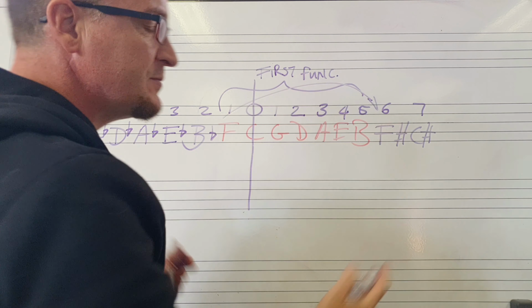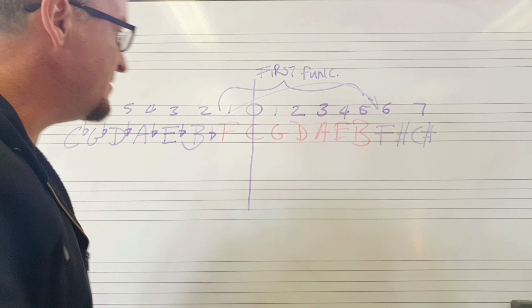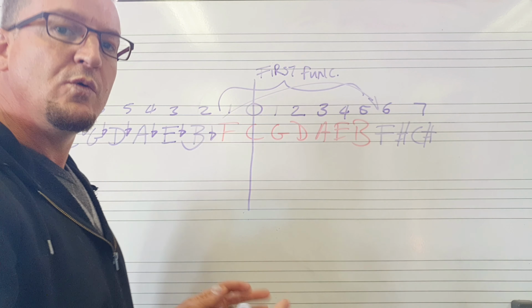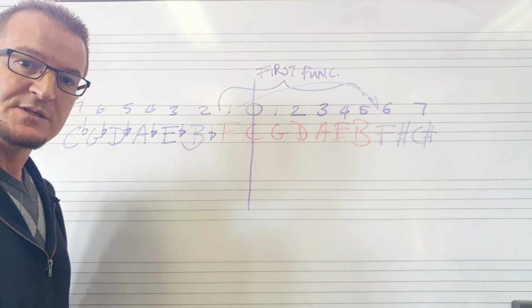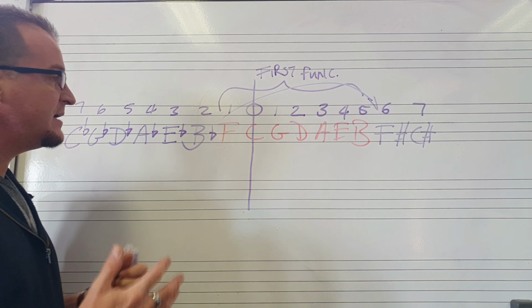1, 2, 3, 4, 5, 6, 7. You only have to go up to 7 on either side. And this diagram gives you all the major keys that exist, basically, for major scales. So you don't need anything else.